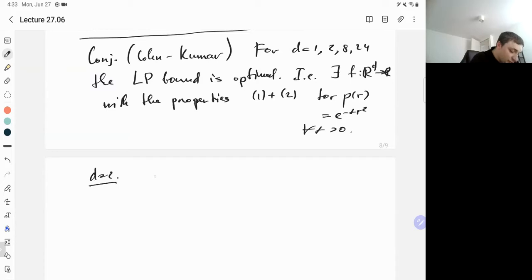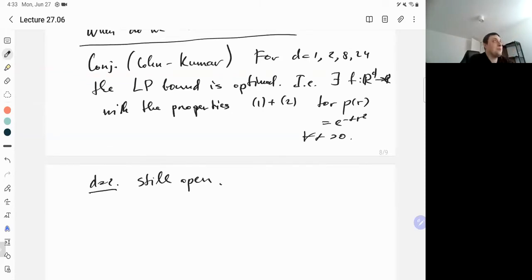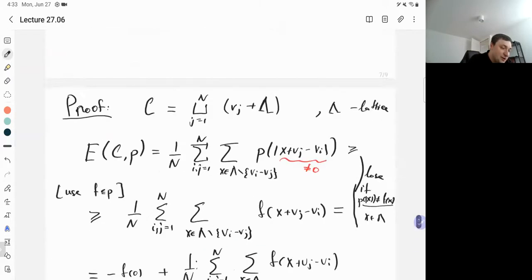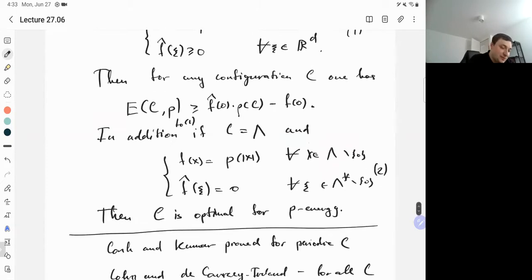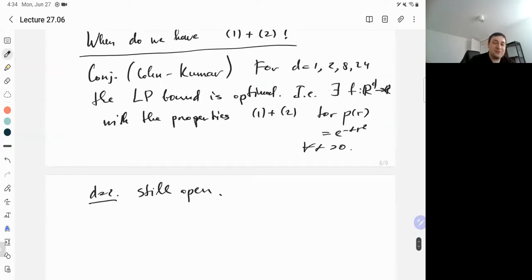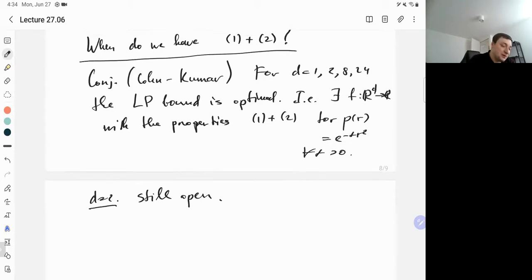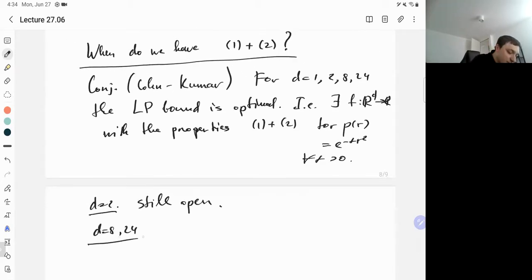In dimension 2, unfortunately, this is still very open, and it's probably one of the most important open problems in the area. I will tell you maybe on Friday or Thursday more about dimension 2 and why it is complicated. But roughly, I can tell you now already. What happens is that these conditions tell you a lot of stuff at points on the lattice, and they don't tell you anything else. And in dimension 2, the lattice doesn't have enough points to tell you something very strong about your function. And in dimensions 8 and 24, the equalities give a lot more information about F than in dimension 2.